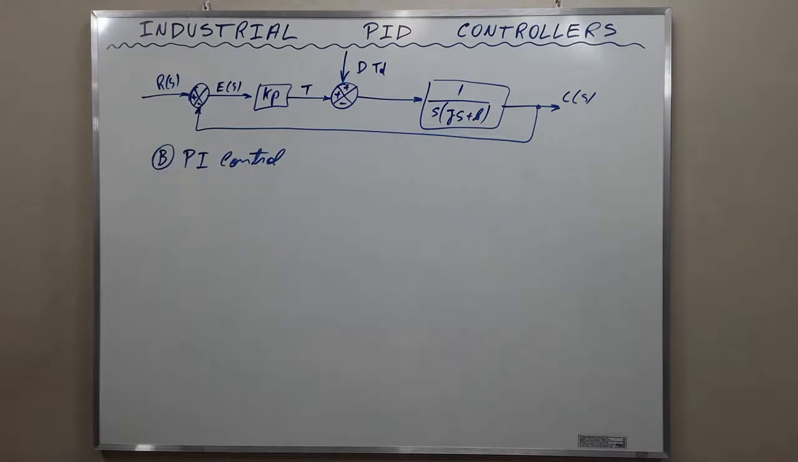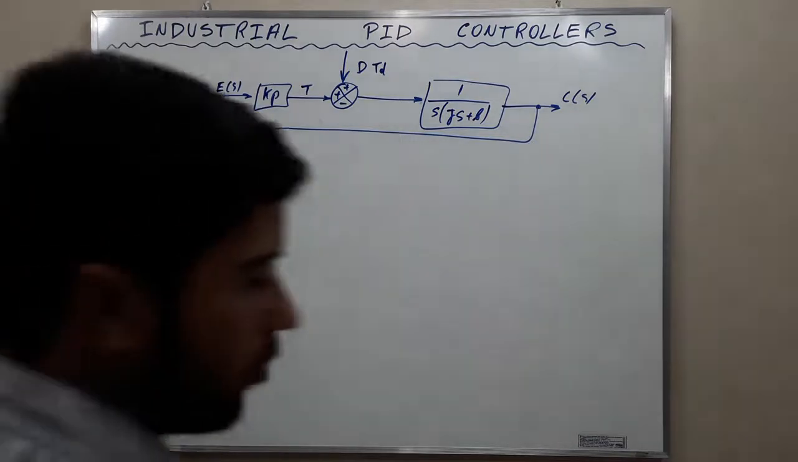To eliminate offset due to torque disturbance, the proportional controller may be replaced by a proportional plus integral controller. If integral control action is added to the controller, then as long as there is an error signal, a torque is developed by the controller to reduce this error. Okay? This is what the integral action does. It reduces the steady state error.